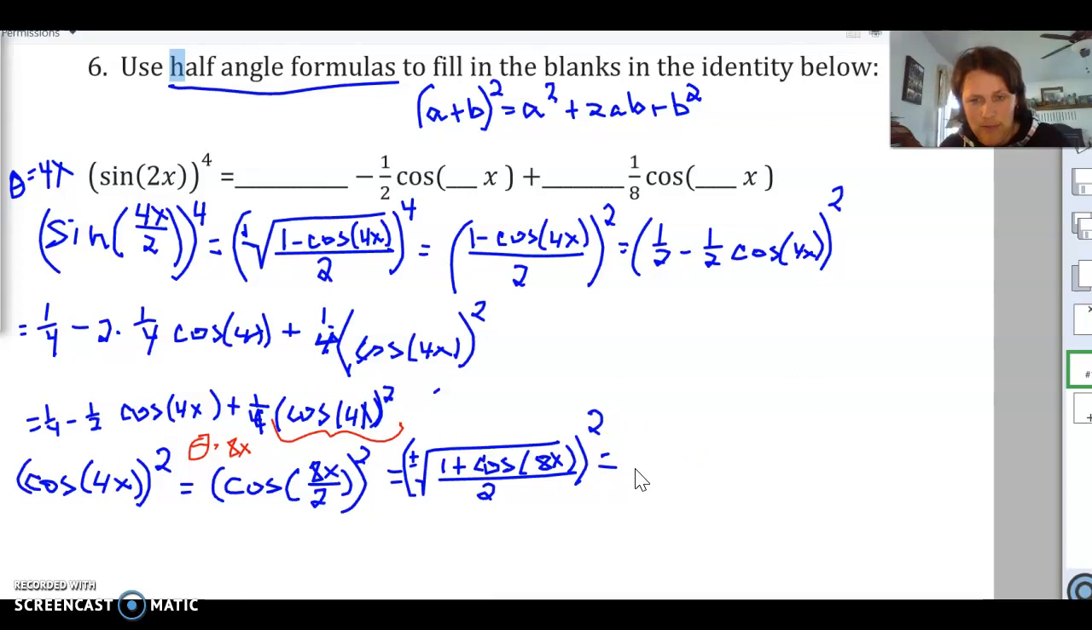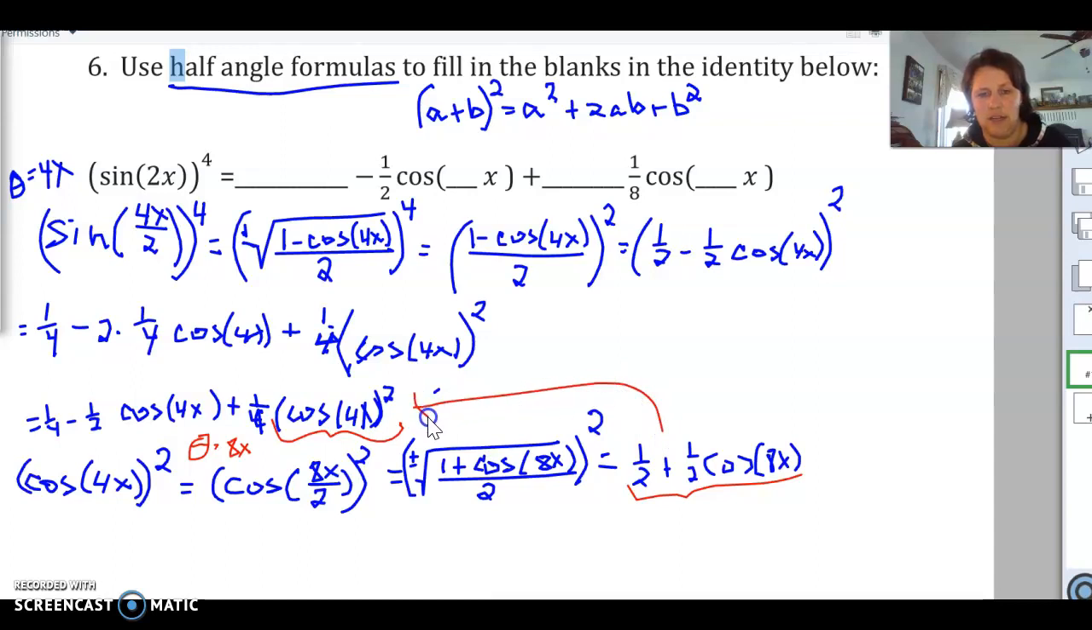Okay, so I am going to rewrite that. My square root and my square cancel out, and then I'm going to write it as separate fractions also. So I'll have 1/2 plus 1/2 cosine of 8x. All right, very good. And so now I can take all of that and plug it back in. So I'm going to take all of this and put it into the answer that I had before and do a substitution right in here because we changed that cosine of 4x all squared.